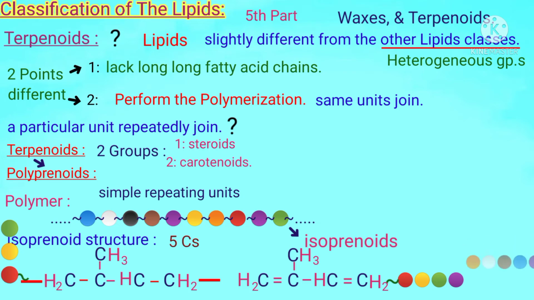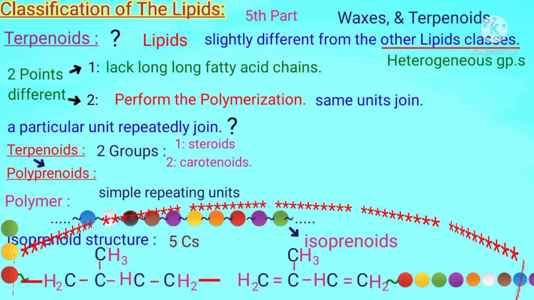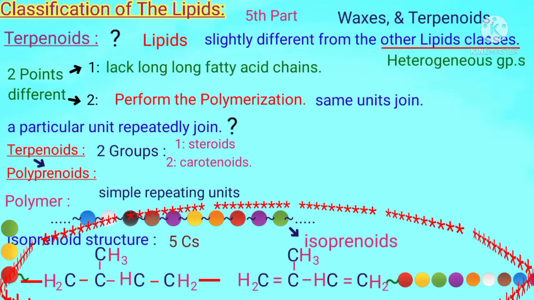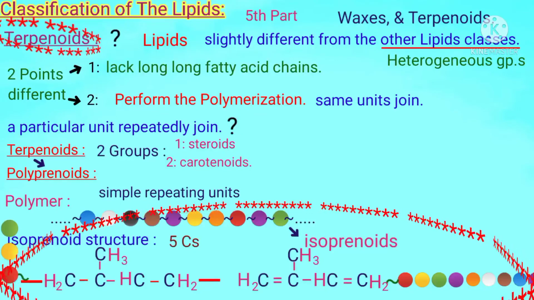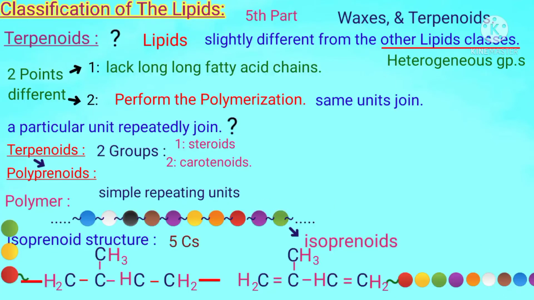So that large molecule in which many isoprenoids are attached is called terpenoids. Dear students, this word terpenoids is also known by the name of polyprenoids. Like this is our isoprenoid. What is the simple isoprenoid unit?